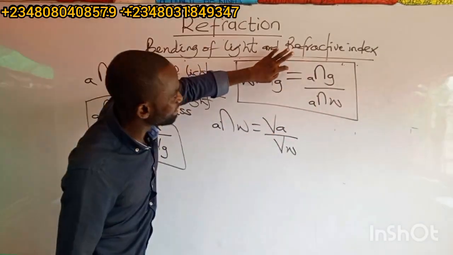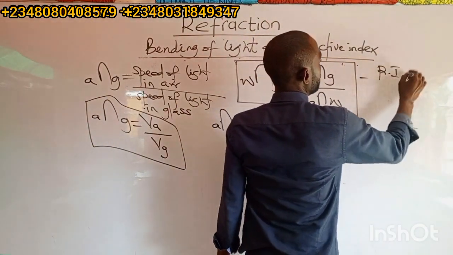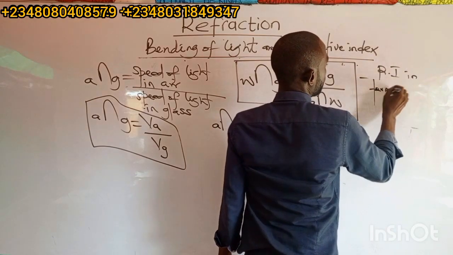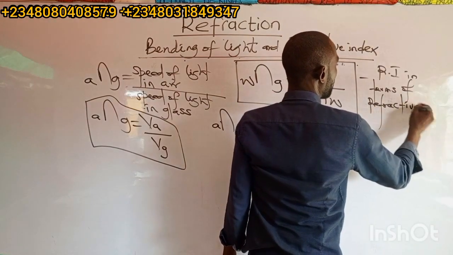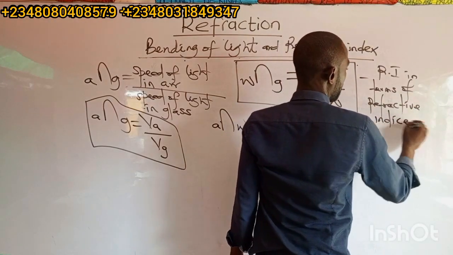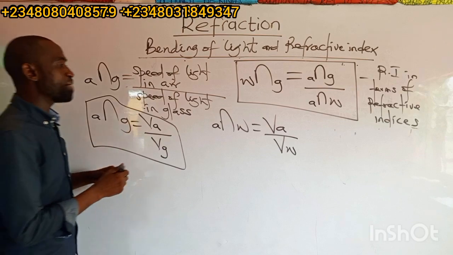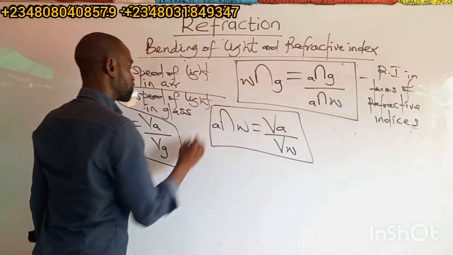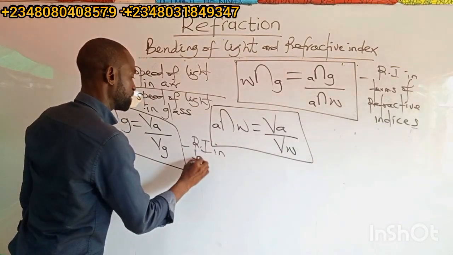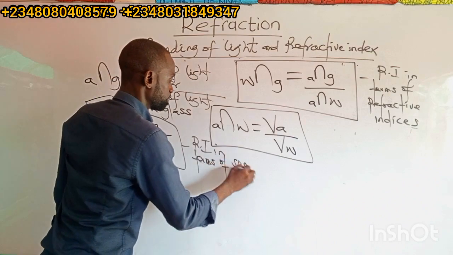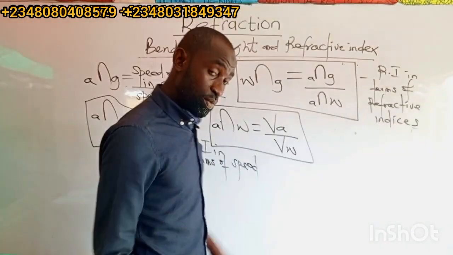This one now is refractive index in terms of refractive indices. So this is the definition of refractive index in terms of refractive indices. Refractive indices. But here, this is how to define refractive index in terms of speed. In terms of speed, this is the refractive index definition. So we've done 2 here. Are you with me? Now, see what is happening.